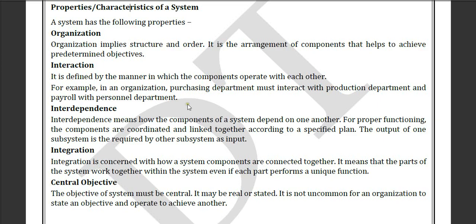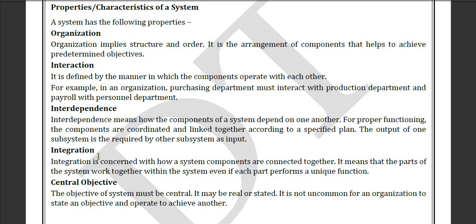Then the interaction. Interaction is defined by the manner in which the components operate with each other. The pin cannot work properly without the hammer. Those are interactions. After that action, it will do an action. Now, interdependency. Interdependency means how the components of a system depend on one another. In here, the wood which needs to be connected is dependent on pins, and pins are dependent on being struck by the hammer. So those are interdependency, that each part and element is dependent on each other.